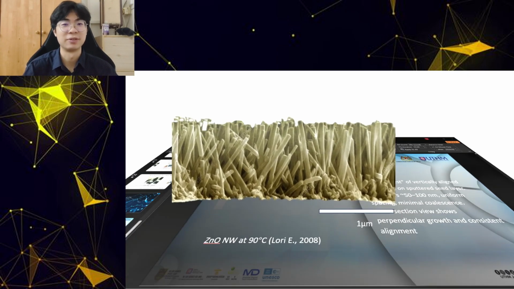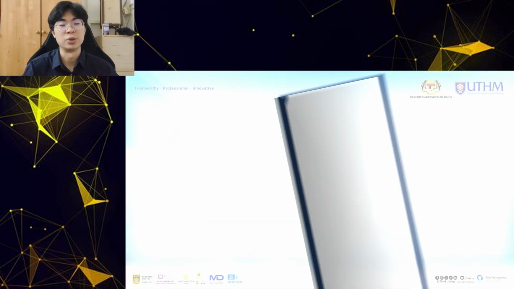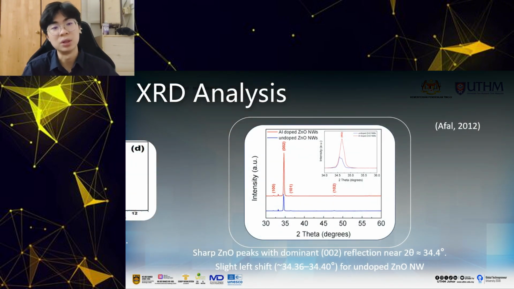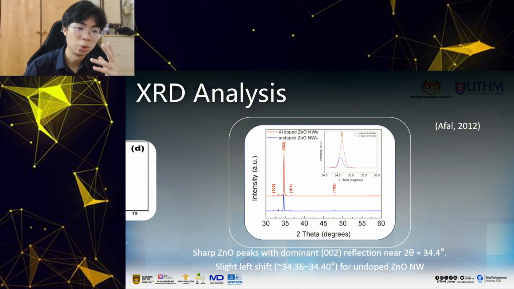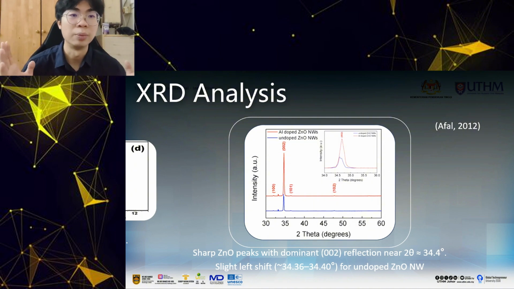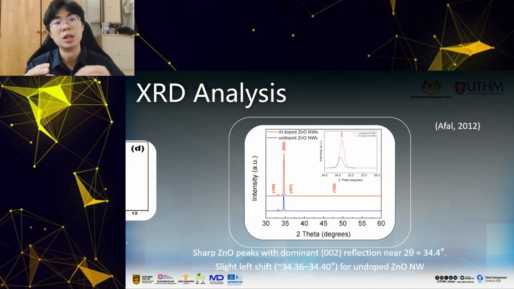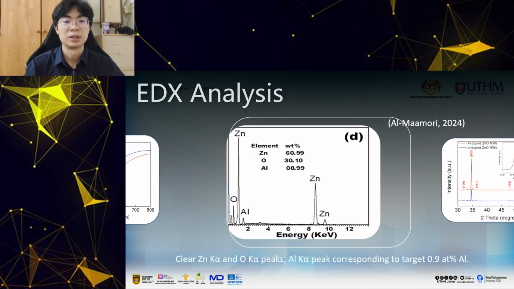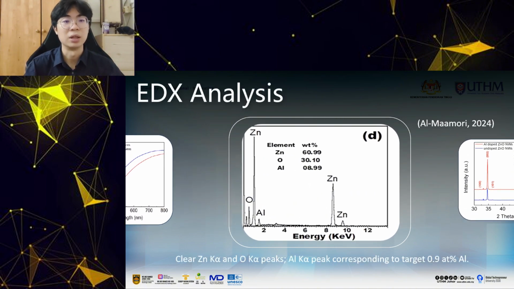Okay, so next for the XRD analysis. As you can see, the sharp zinc oxide peaks with dominant 002 reflection near 2 theta 34 degrees and have a slight shift for the undoped. So it's predicted that from 0.9 to 1.2 atomic percentage, the shift will be very slight to be observed. And next for the EDX analysis, as you can see, clear zinc K alpha and oxygen K alpha peaks, where the aluminium also has a K alpha peak corresponding to the target of 0.9 atomic percentage.